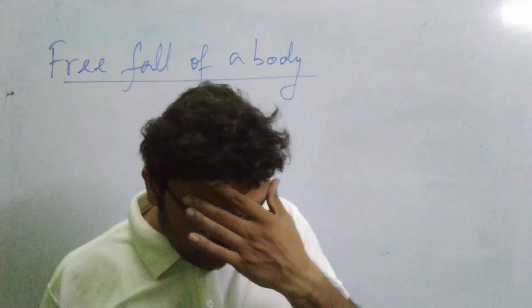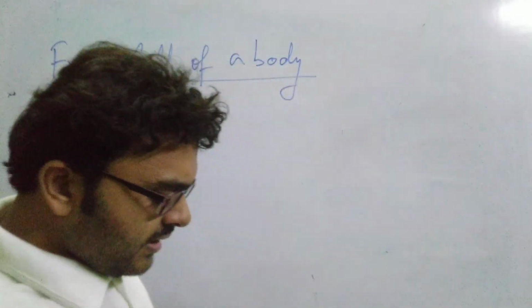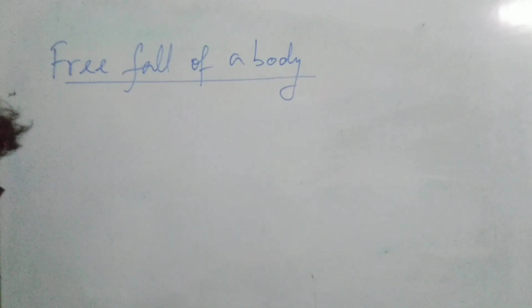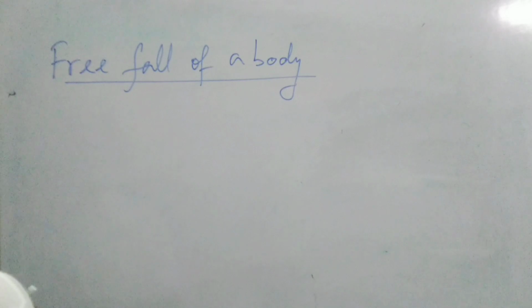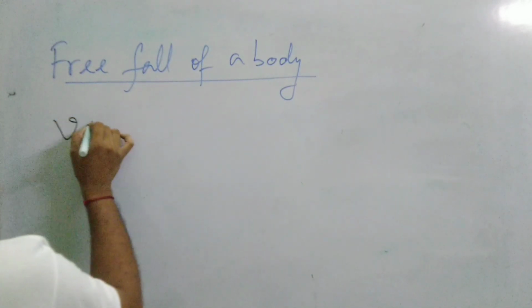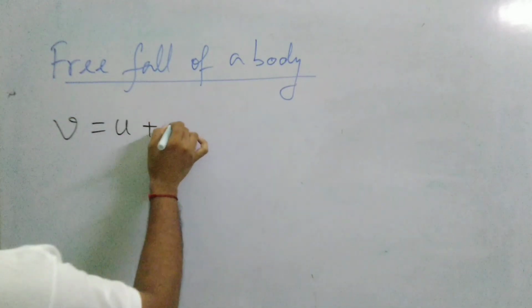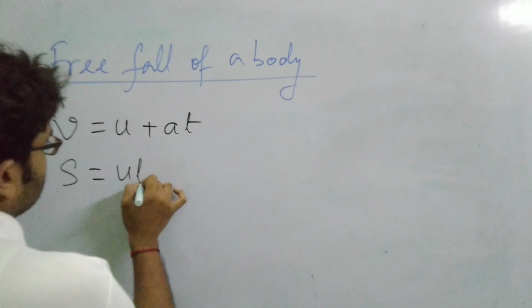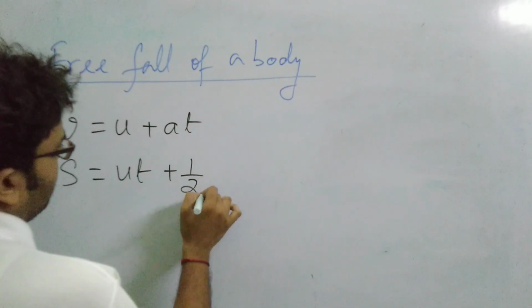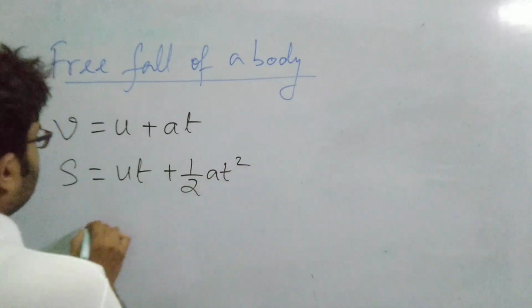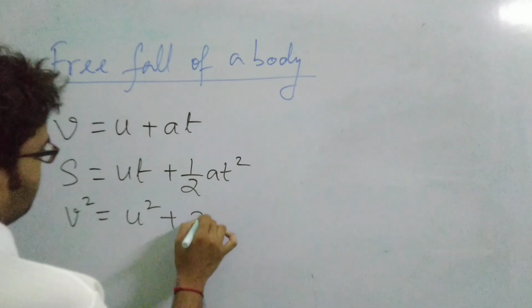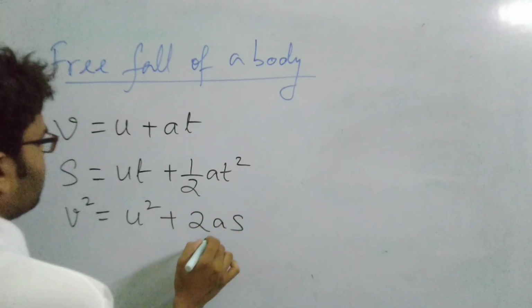So when you are considering the free fall of a body, while we are studying the motion chapter, we have three equations of motion. What are those three equations? Those three equations were v = u + at, s = ut + (1/2)at², and v² = u² + 2as. These are the three equations, isn't it?